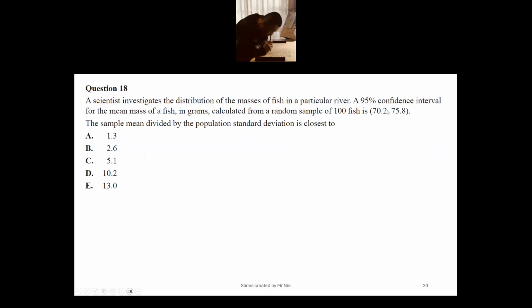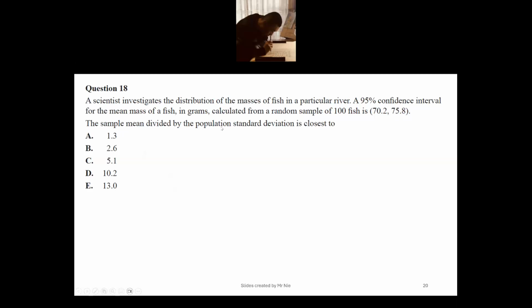Question 18 is a confidence interval question. The scientists investigate the distribution of the masses of fish in a particular river. The 95% confidence interval from a sample of 100 fish was calculated to be 70.2 to 75.8. We would like to find the sample mean divided by the population standard deviation. That is x bar divided by sigma.